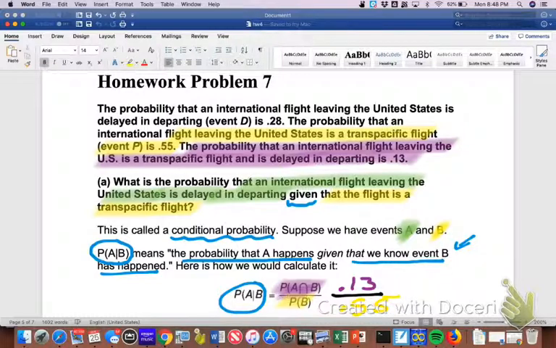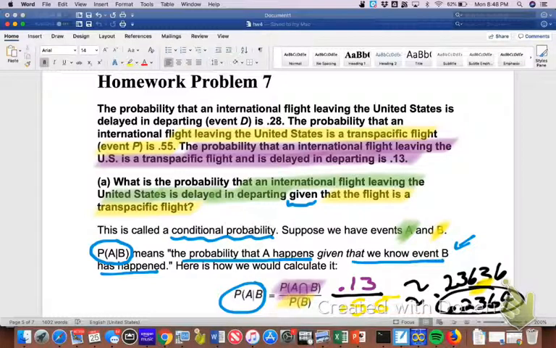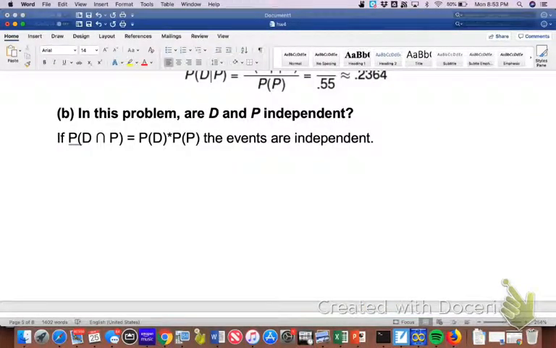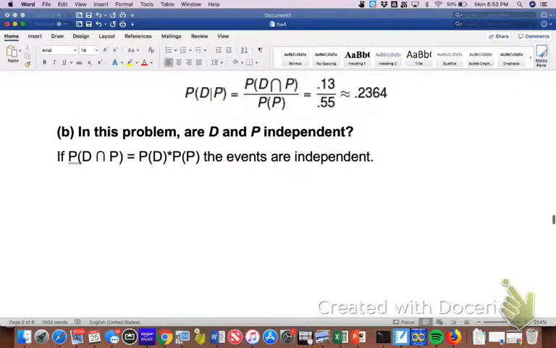If I do that, I get a decimal that carries on a little bit, 0.23636, and it goes on and on. I believe your textbook asked you to round to 4 decimal places, so in this case it would round to 0.2364. So the conditional probability is 0.2364. The next part of the question is asking you, are these events independent from each other?